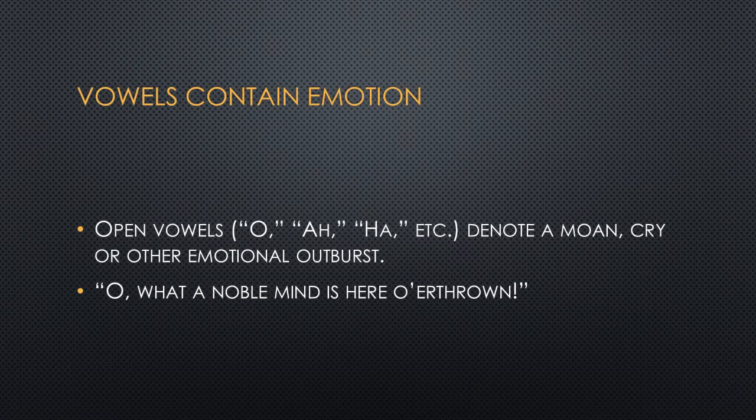Moving on from punctuation, we come to the idea that vowels contain emotion, and especially if you get a big open vowel like an O or an ah or a ha, it's used to signal that the character is moaning or crying or bursting out with emotion in some way. Shakespeare doesn't use stage directions to indicate that. He used these bare vowels, and if you've got a line with lots of vowels like oh, what a noble mind is here o'erthrown, you can use all of those vowels to convey that emotion.